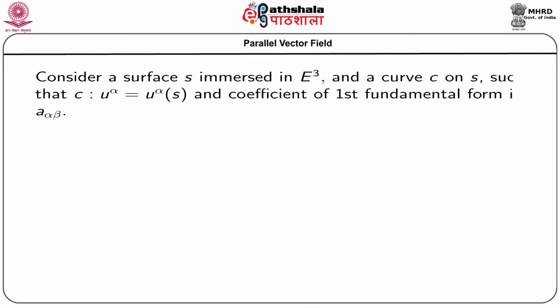So, let us consider a surface S immersed in Euclidean space E3 and a curve C on S is given by the equation u alpha equals u alpha of s. So, the equation is represented by the parameter s, that is the arc length, and the coefficient of the first fundamental form is a alpha beta.